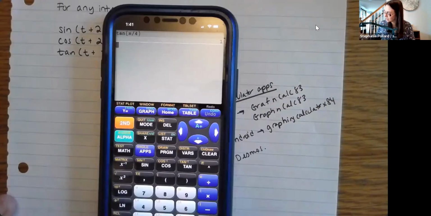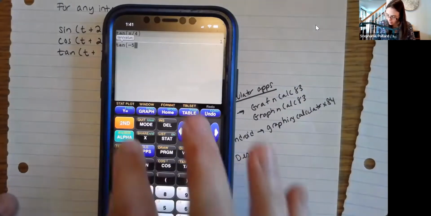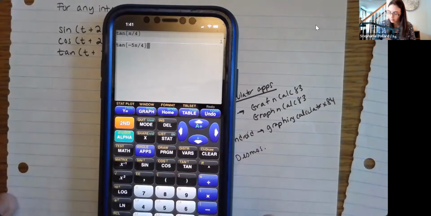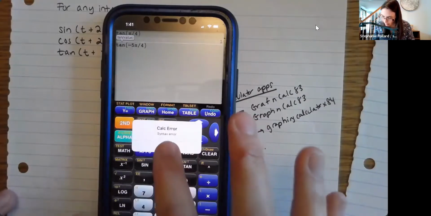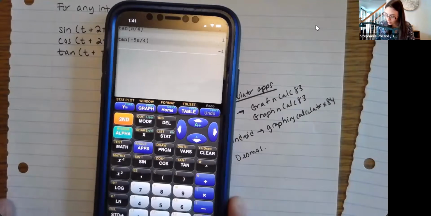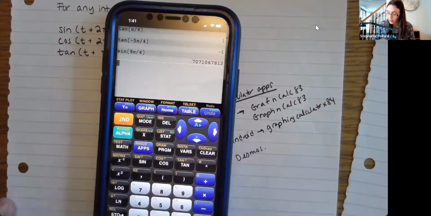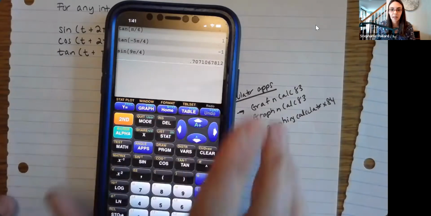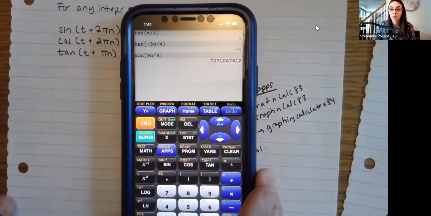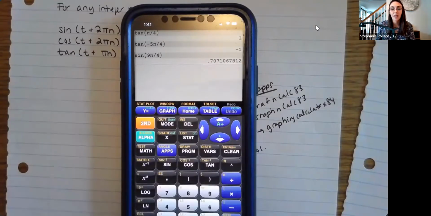Or what was the one we just did? Tangent of negative 5 pi over 4. Negative is negative 1. So they can do these values for you. Sine of 9 pi over 4. Here again, they're giving us the decimal answer, but that was the square root of 2 over 2. So that's a good one to start recognizing, that this is the square root of 2 over 2 if you're using your calculator, but it can do that.